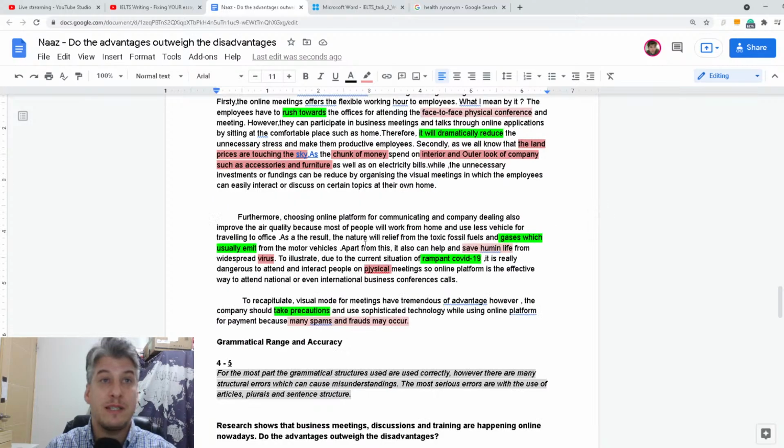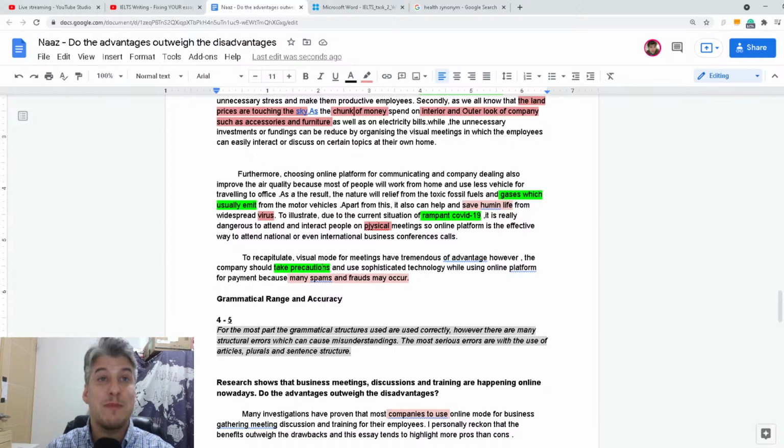What do we have here? So I liked the use of gases which usually emit gases. This is a great collocation. Viruses, it should be in the plural here. Save human life, it's just a spelling mistake. And rampant COVID-19. I really like this phrase, rampant disease. This is a good collocation. Physical, it's just a spelling mistake. Take precautions, that's a great collocation. So you've got lots of really good phrases throughout. I didn't highlight them all because there's so many.